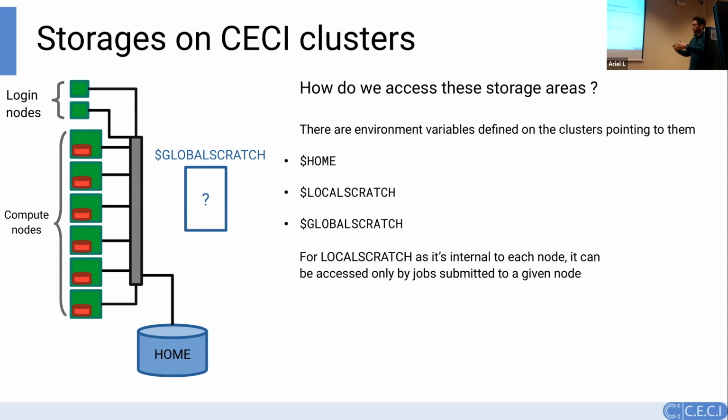And I already mentioned, as I was presenting them, that I was introducing them with the dollar sign before because these areas are defined with environment variables. So for home and global scratch, if you log in, you can print the path. And local scratch is only meaningful inside Slurm scripts.